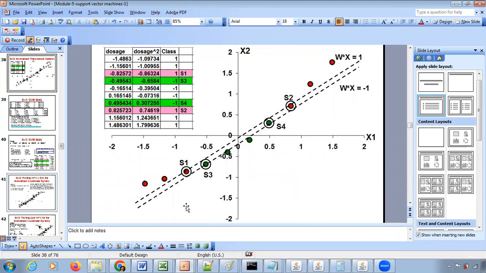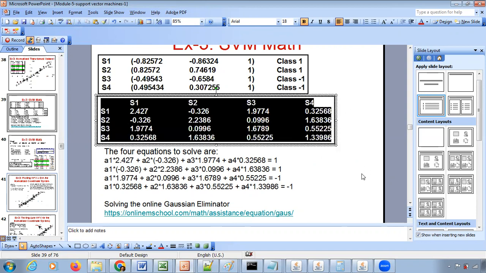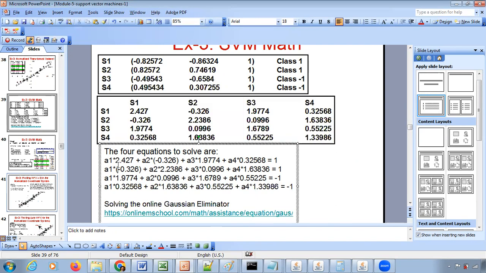So we'll call S1, S2 the support vectors for the red class, and S3, S4 the support vectors for the green class. This is the normalized x1, normalized x2, and then the 1. So class 1 for S1, S2, and class -1 for S3, S4. Then get the dot product matrix, the dot product table. We know how to do that. And then we know how to write the 4 equations.